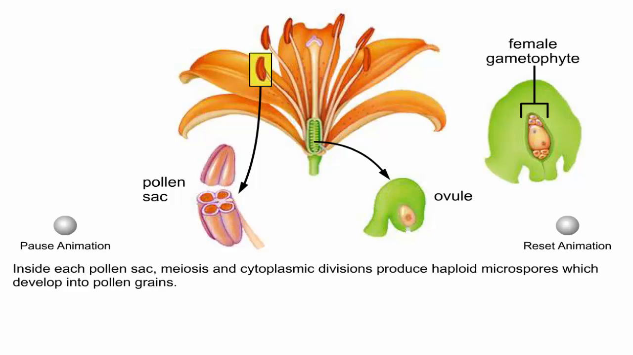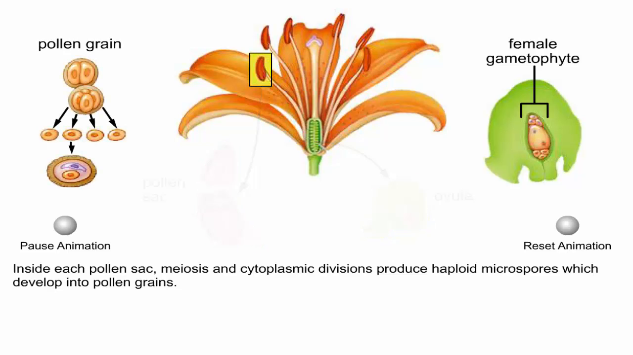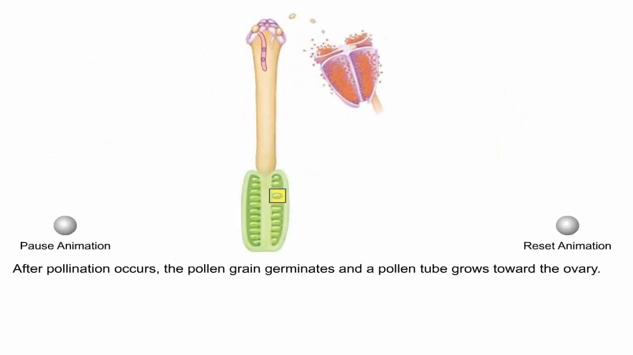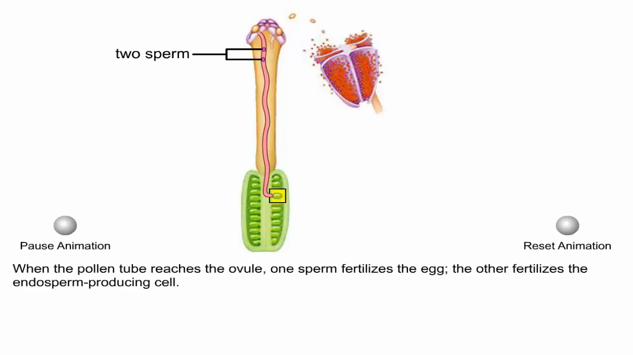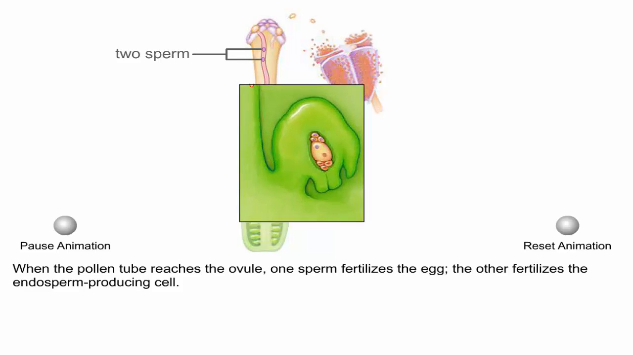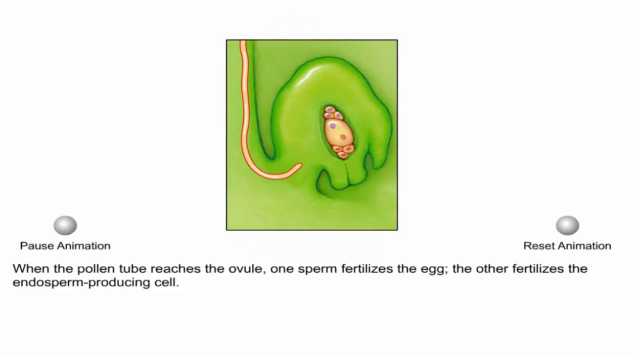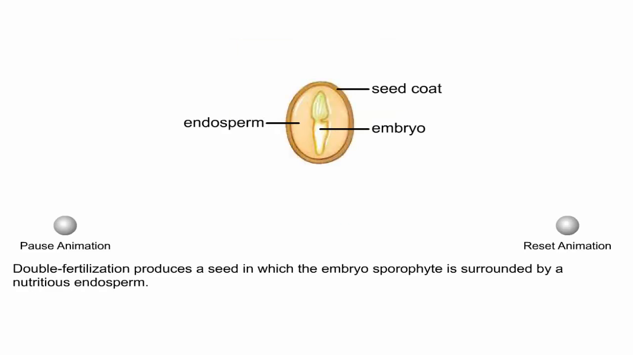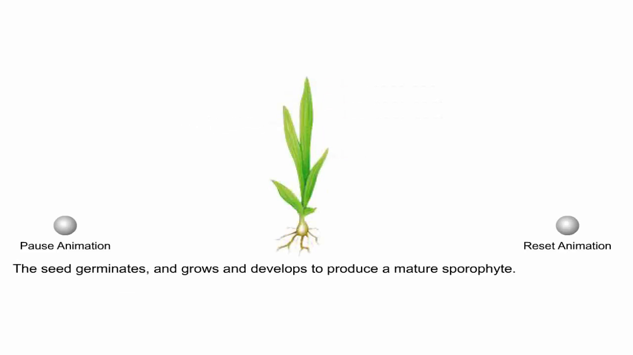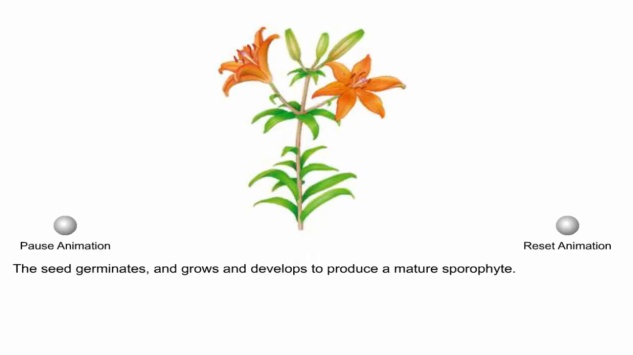Inside each pollen sac, meiosis and cytoplasmic divisions produce haploid microspores, which develop into pollen grains. After pollination occurs, the pollen grain germinates and a pollen tube grows toward the ovary. The tube contains 2 sperm. It is the mature male gametophyte. When the pollen tube reaches the ovule, 1 sperm fertilizes the egg. The other fertilizes the endosperm, producing cell. Double fertilization produces a seed in which the embryo sporophyte is surrounded by a nutritious endosperm. The seed germinates and grows and develops to produce a mature sporophyte.